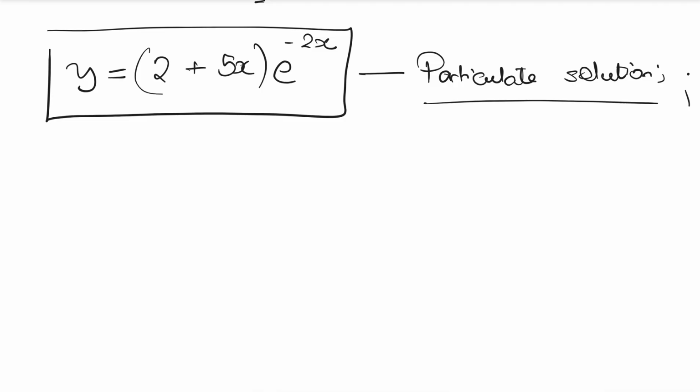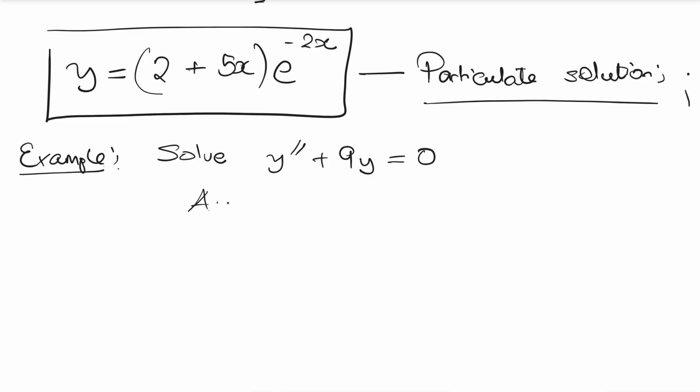So now going on to the next question. Next example, it says solve y double prime plus 9y is equal to 0.